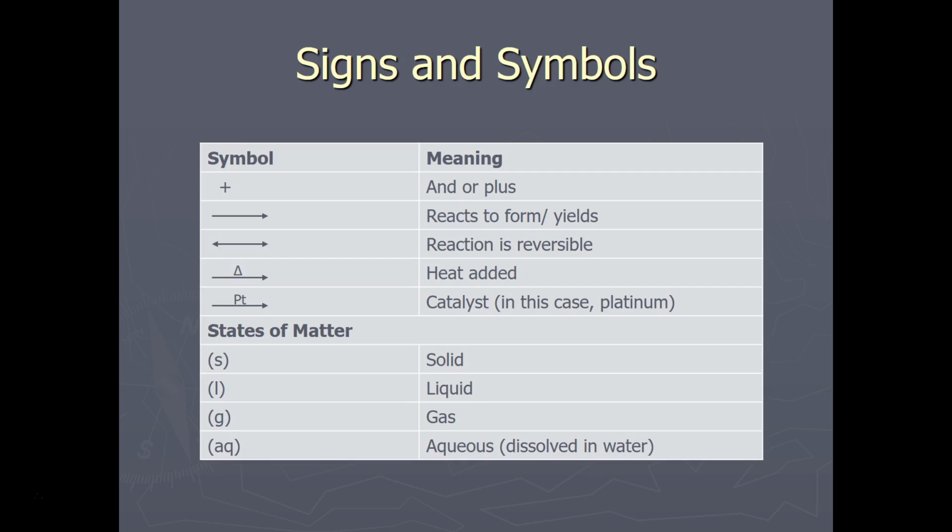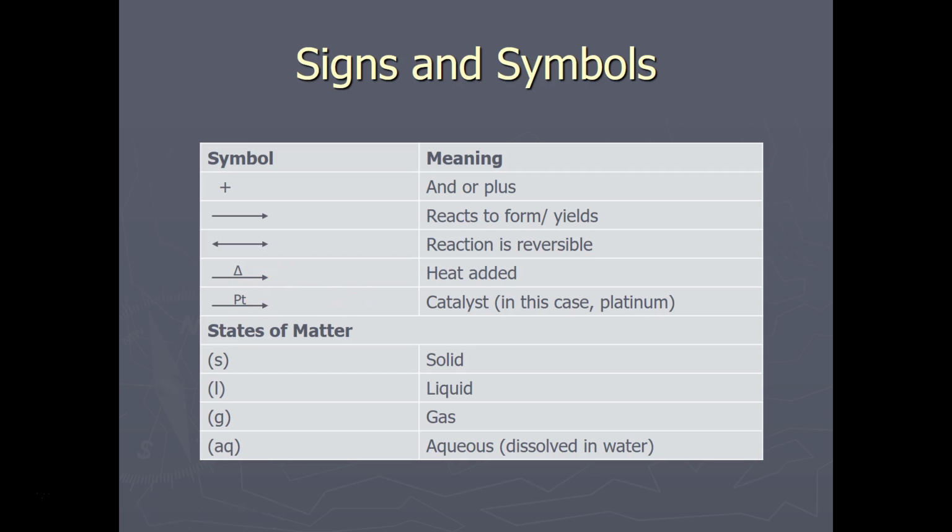Some other signs and symbols you need to know. Some you probably already do. The plus symbol just means plus or and. An arrow, as we already discussed, means yields or forms. If you see a double-ended arrow, that means the reaction is reversible, that it can go backwards as well as forward. When you see this little triangle above an arrow, it means we had to add heat to make that chemical reaction happen. And if you see letters above an arrow, that means some sort of catalyst was used, in this case platinum, because platinum is Pt.